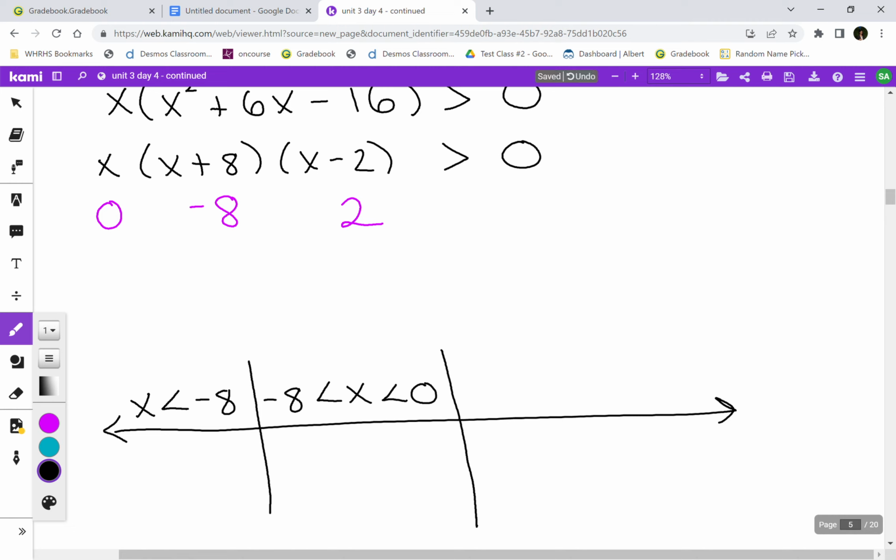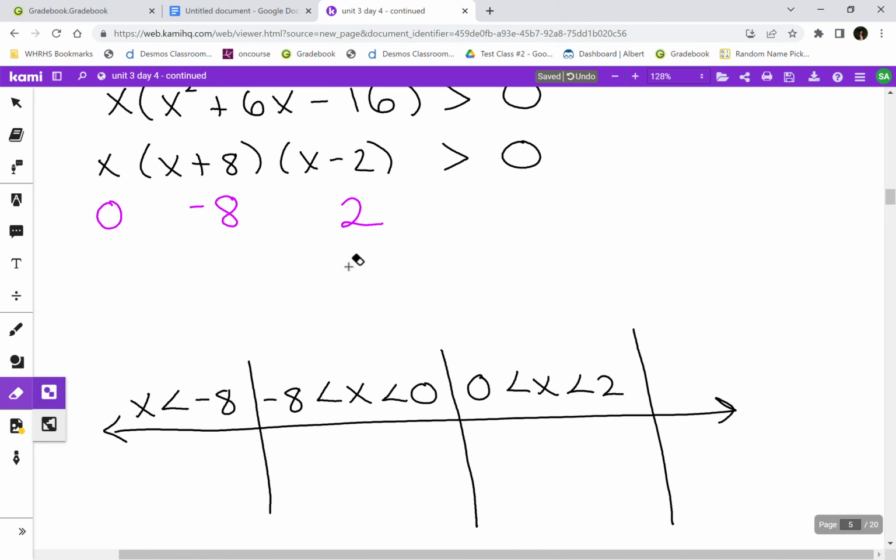Now I'm going to test another region. What region do you think I'm going to test now? So we did less than -8. We did between -8 and 0. What do you think I'm going to ask you to test now? Between 0 and 2. So we're 0 less than x less than 2. And the very last region we'll have to test is what?